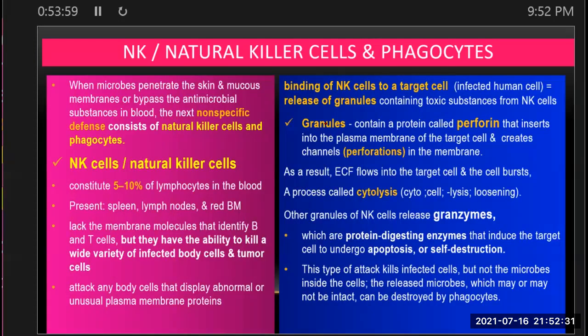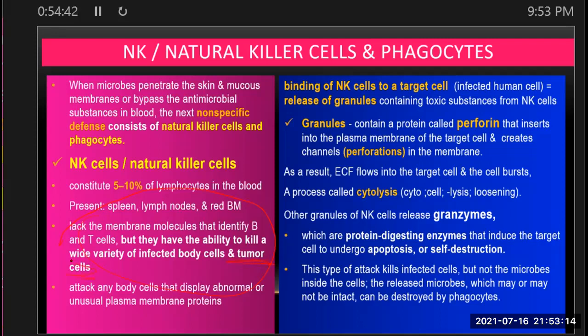So this one, why I specifically tried to discuss natural killer cells and phagocytes in one slide, because NK cells function as important sentinels of the immune system. They work as primary responders and alert the host to the presence of infectious organisms. These cells represent a subset of cytotoxic lymphocytes able to recognize and lyse tumor cells. They lack the membrane molecules that identify B and T cells, but they have the ability to kill a wide variety of infected body cells and tumor cells.